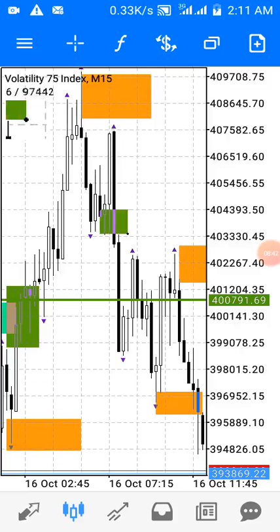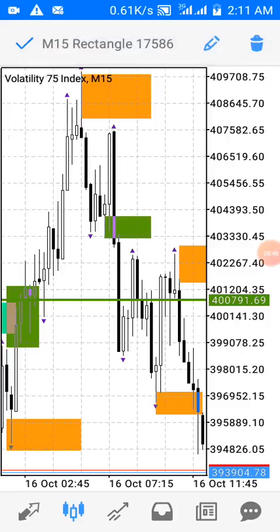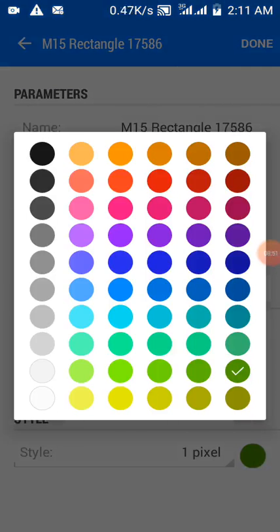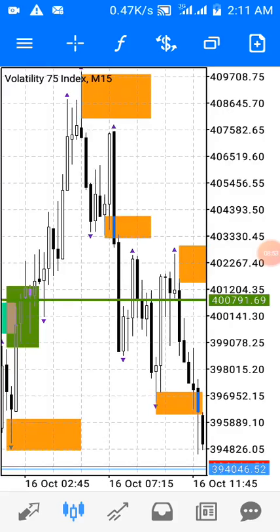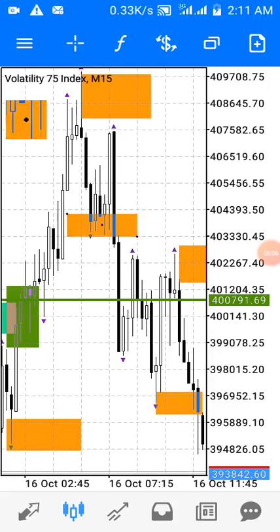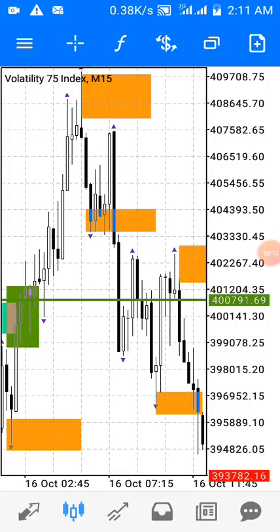This is a support area, but we have a breakout around there. Let me mark it with orange. It is a support. Okay, so price rose up and then dropped and broke that support. There's a support. You can see the fractal. Price rose up, then broke the support.